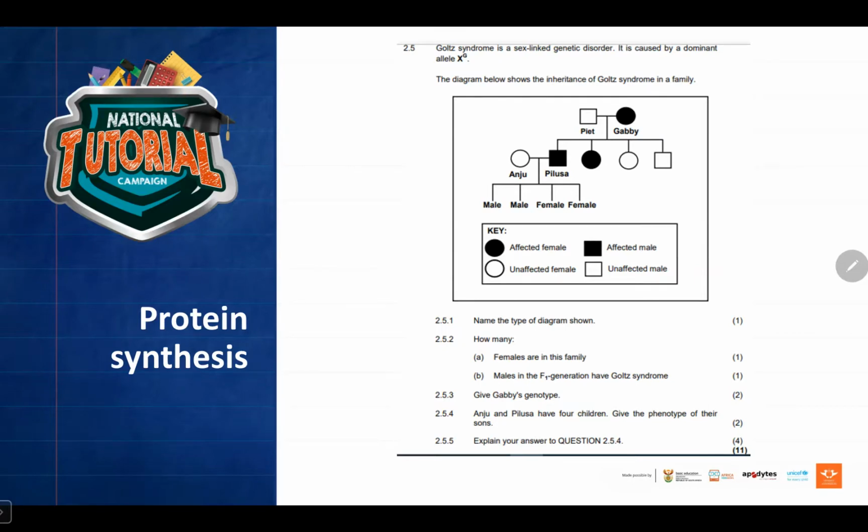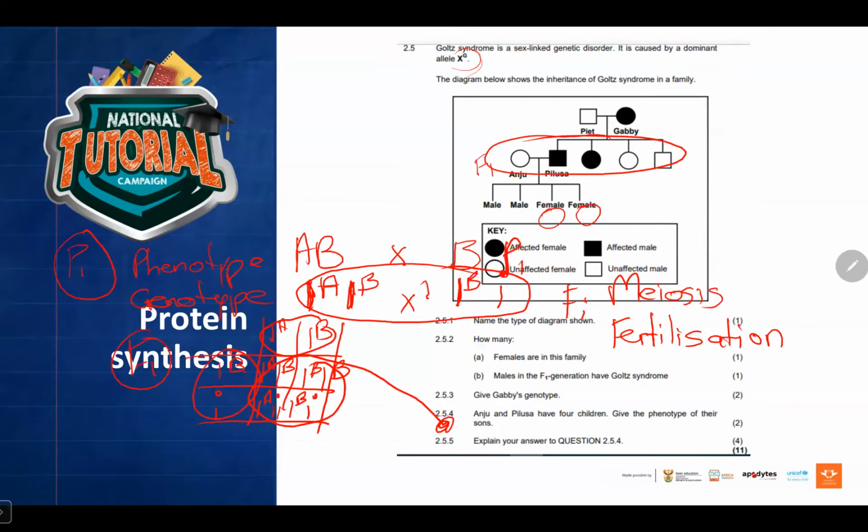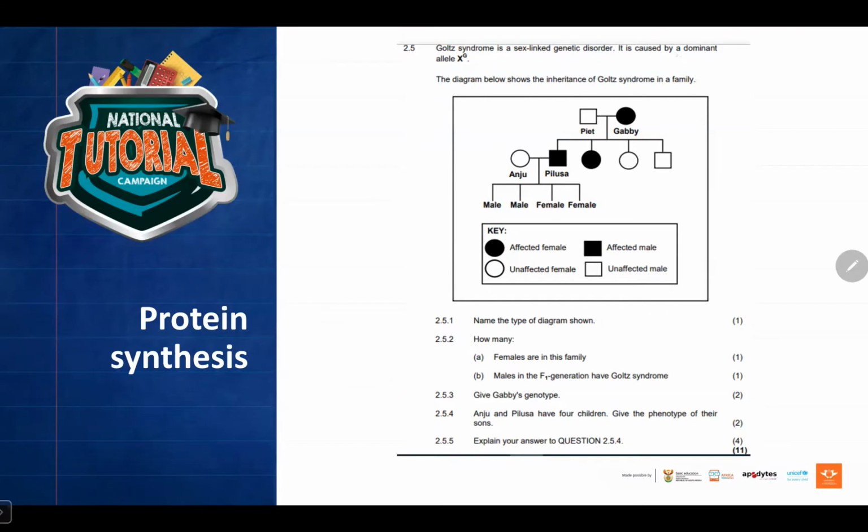2.5.3, give Gabby's genotype. So Gabby here at the top, you will see she is the mother, the parental generation, and her genotype, so her genes. We don't want physical characteristics. It is sex-linked, so we need to give something with the X. And it is caused by a dominant allele, meaning a female only needs to have 1 X with the disease to be able to show it.